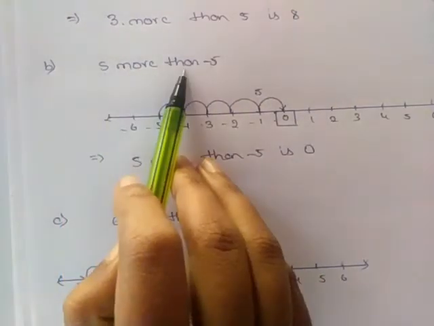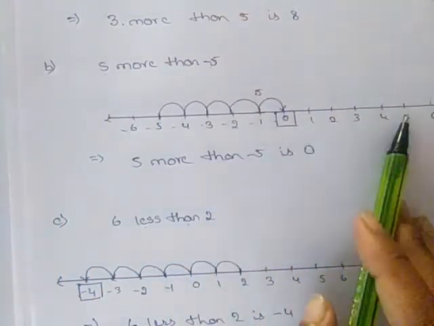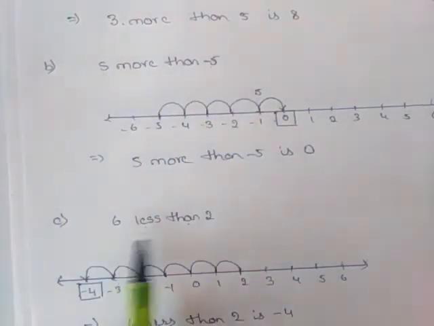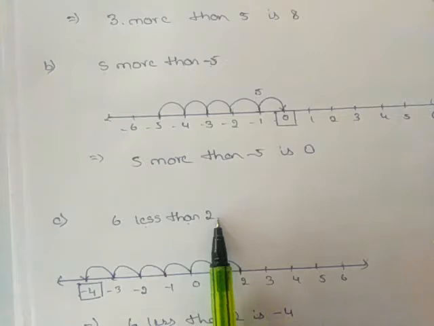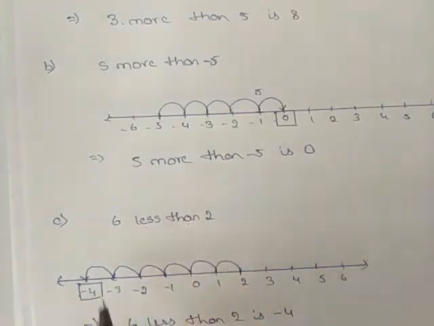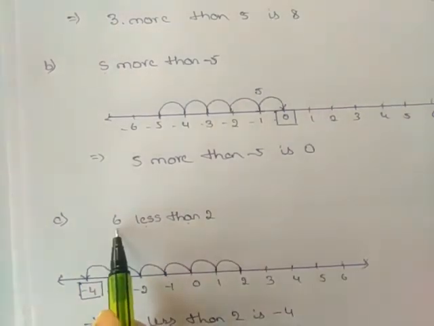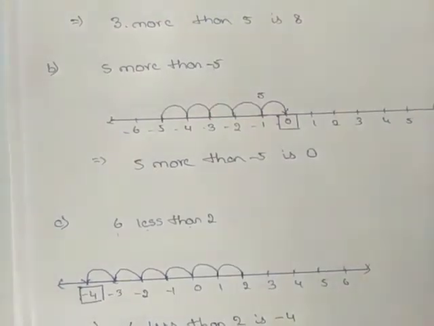More than means once again we need to move in a right direction. Less than means from 2 we need to move in a left direction from the point 2 for 6 steps. Okay, then we'll move to D.